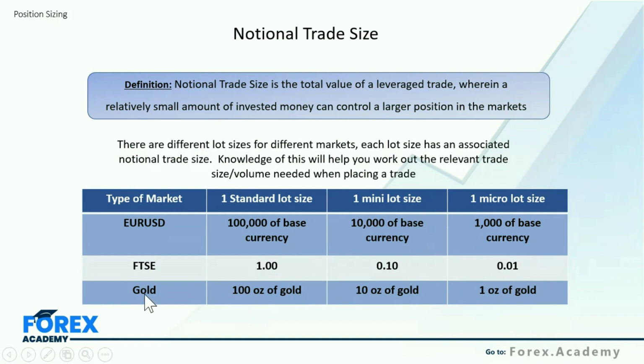And just finally there, the gold market. If you're trading one standard lot size of gold, the notional trade size you're actively trading is 100 ounces of gold. And if you're trading one mini lot, it's 10 ounces of gold. And if you're trading one micro lot, it is 1 ounce of gold. Again, a lot of this is quite difficult. This is only a brief introduction to notional trade size, and we'll explain it again very shortly when we do a practical example for you.